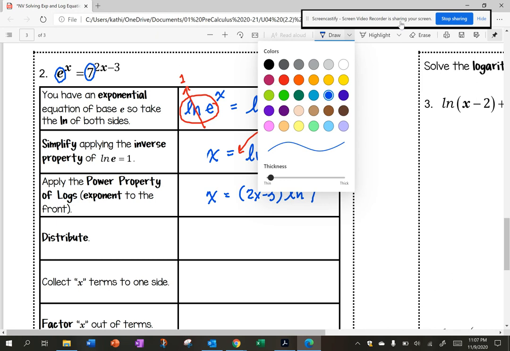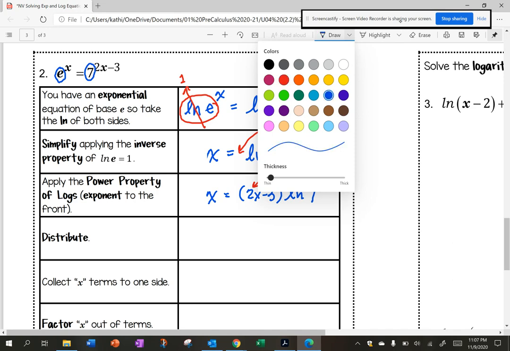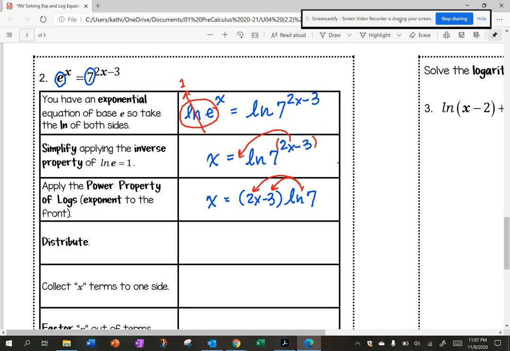Next, I'm going to distribute. I have a term outside of my two terms on the inside. So I have x equals 2x natural log of 7 minus 3 natural log of 7.